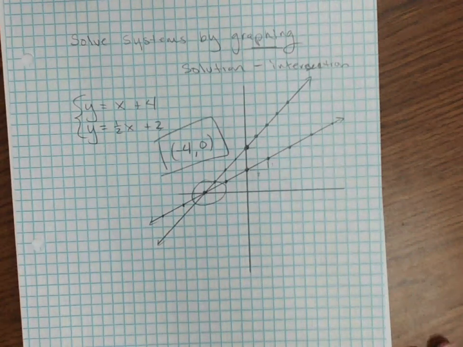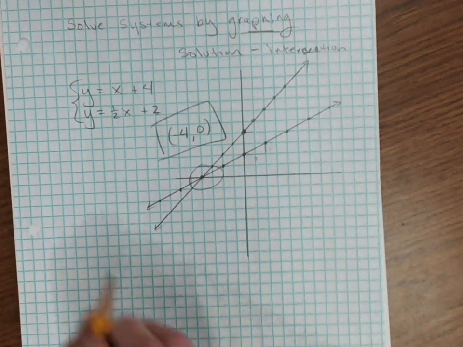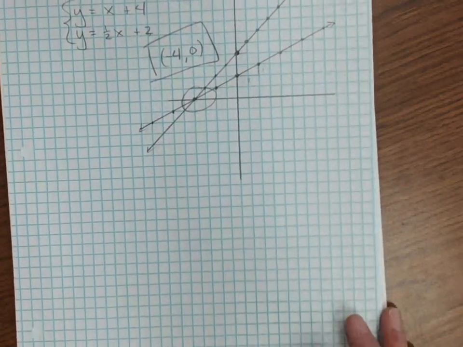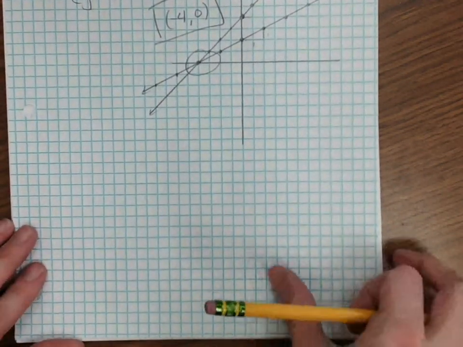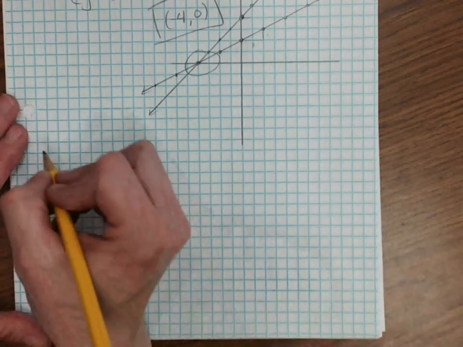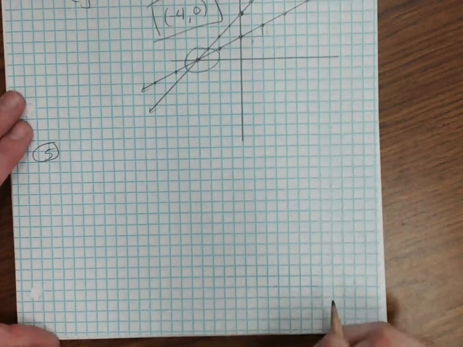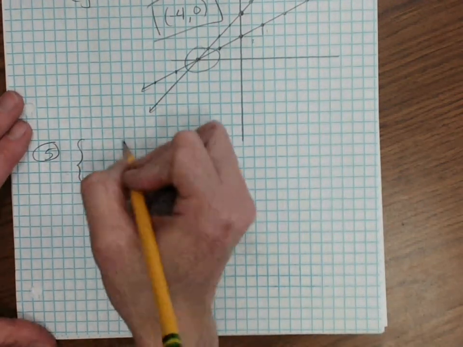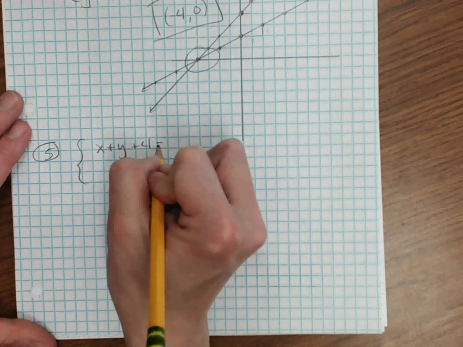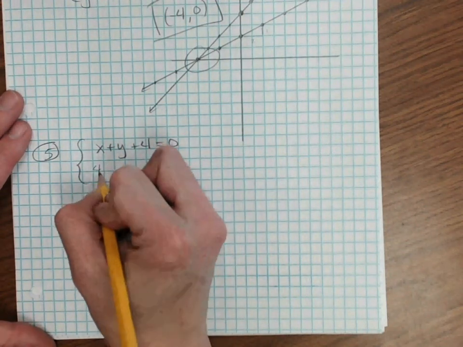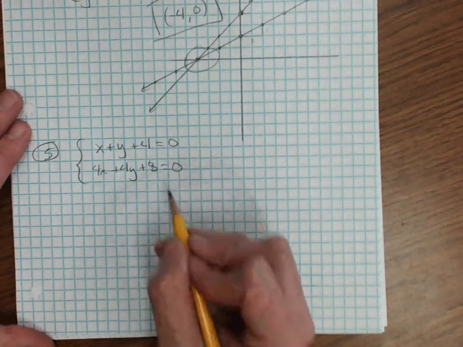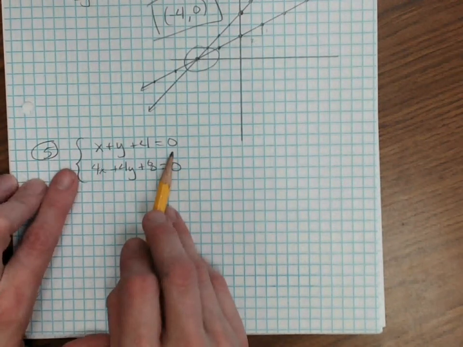Right? So not all of them that you're going to be looking at are given to you in this nice slope-intercept form. Slope-intercept form is wonderful for graphing, but sometimes you might be given them in a form that's not quite as nice. So I'm going to look at number 5 with you so that we can see what happens with that one. Number 5 in your worksheet looks like this. I've got x plus y plus 4 equals 0, and then 4x plus 4y plus 8 equals 0. For both of these, I need to put them into slope-intercept form.